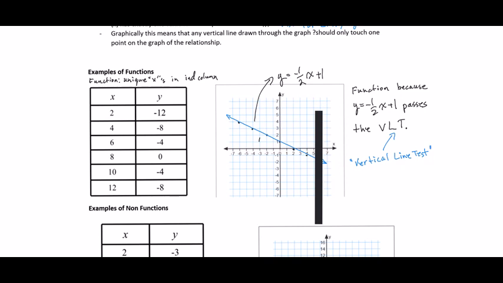Now, it goes to show that in most cases, straight lines are always functions. I just want you to remember that. Straight lines are always functions, save for one special case, and we'll experience that later on in the semester. But for right now, that's it. Now let's move on to the next examples that we have on this chart.